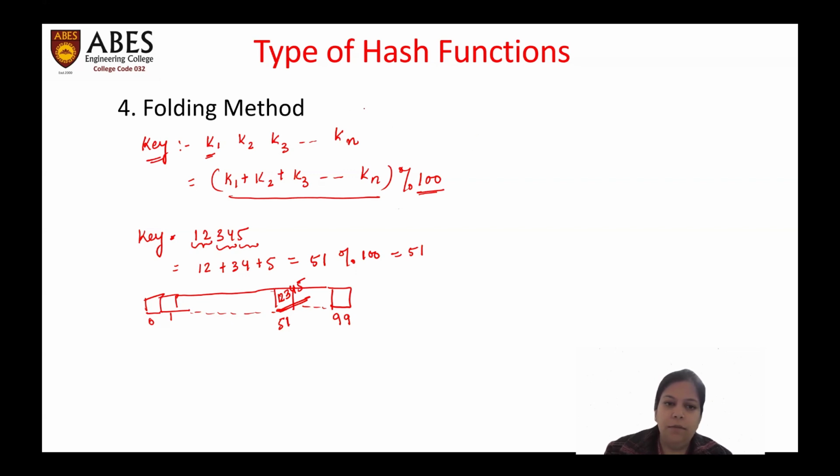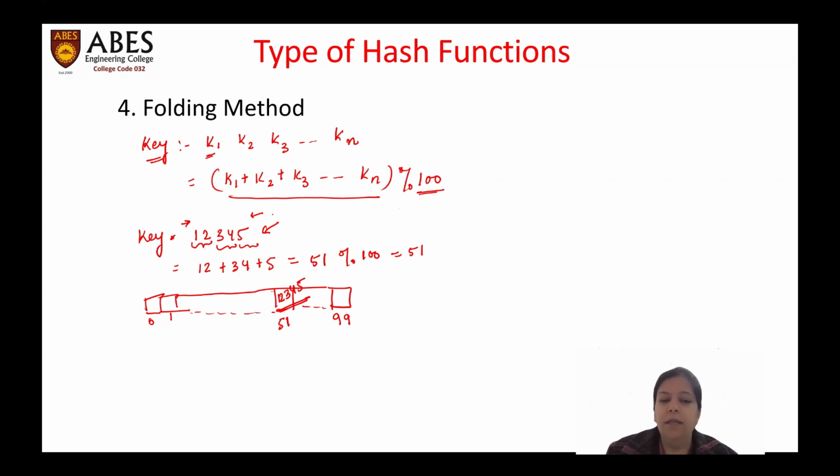The folding method can also be done in a few different ways apart from this. In the folding method, we can also reverse the input key and then fold it. We can also fold from the boundaries, where we take the numbers only from the boundaries. And there can be different ways of doing these folding methods.